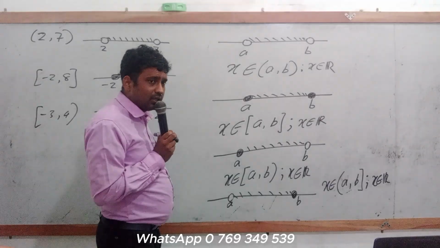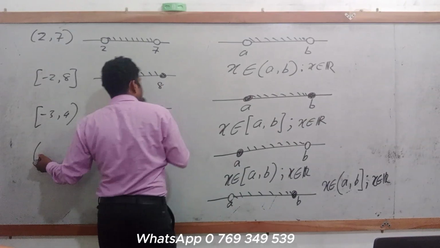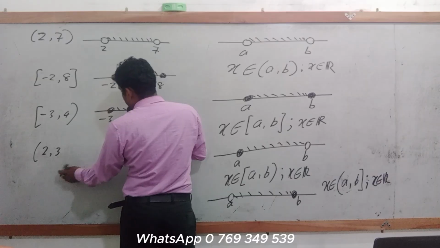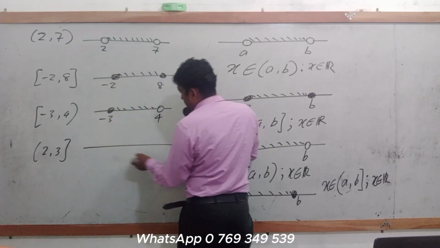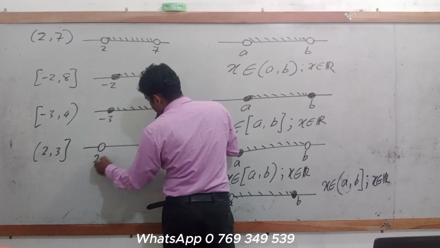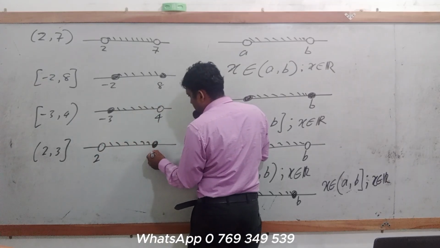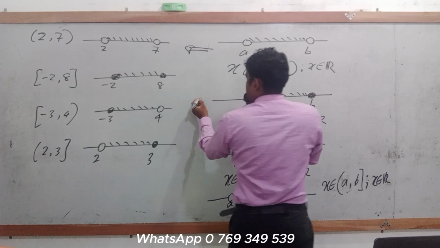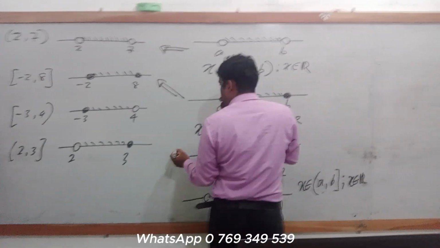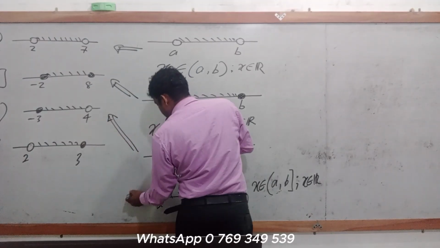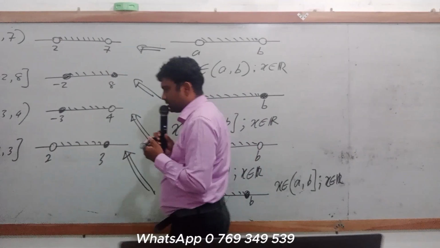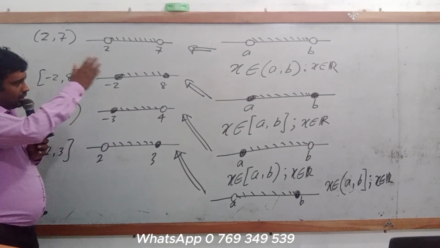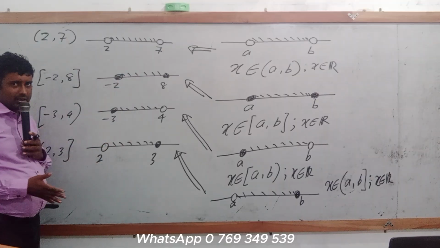Another one, right closed, that is 2 to 3. 3 is closed, and 2 is open. This theory is for this one, this theory for this one, everything like this. So many theories, and they include all the theories.